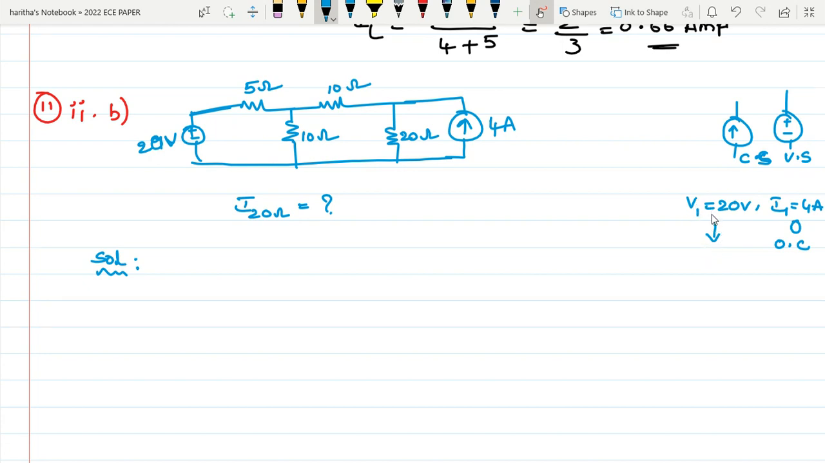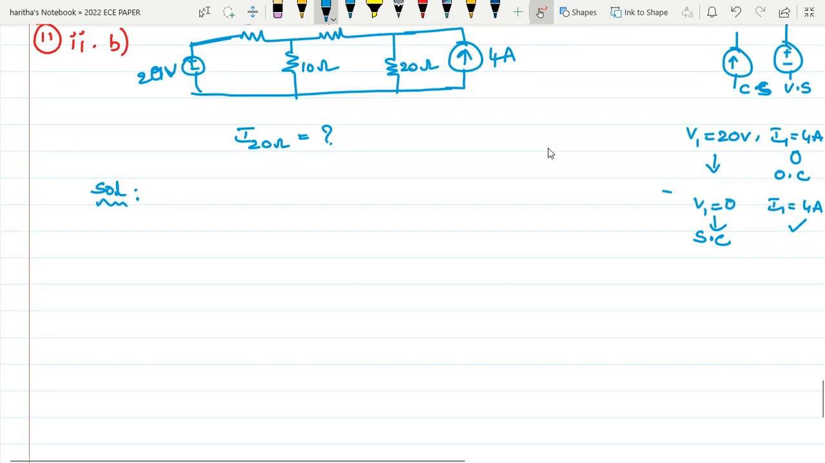So using this V1 20 volts, find out the current passing through 20. Next case, make V1 equal to 0 and use this I1 4 ampere. How can you make voltage 0? By making short circuit. So by using the 4 ampere source, find out the current passing through 20. After that, add the two currents. In the first case, you got a current passing through 20, and in the second case also, you are finding the current passing through 20 ohm. So add those two. That will be the current passing through the 20 ohm resistor when all the sources are there in the circuit. This is what superposition theorem is.